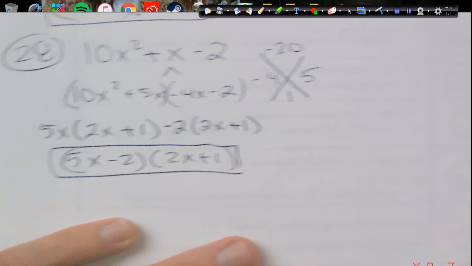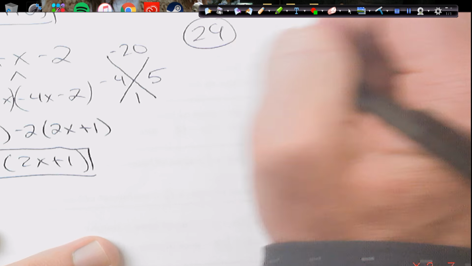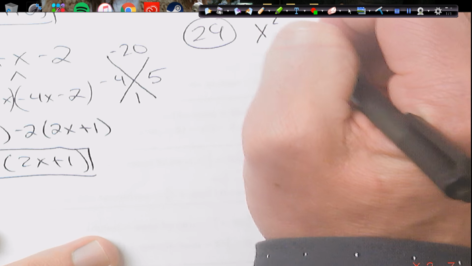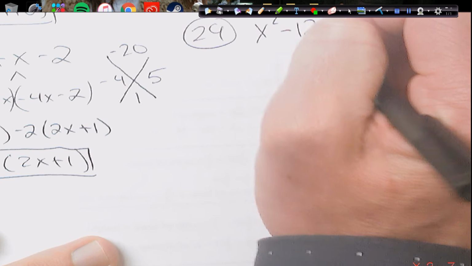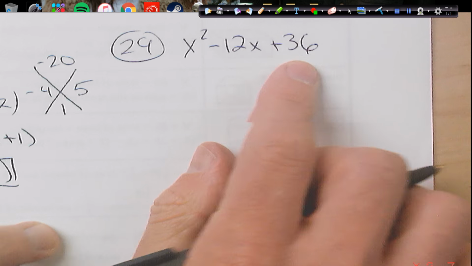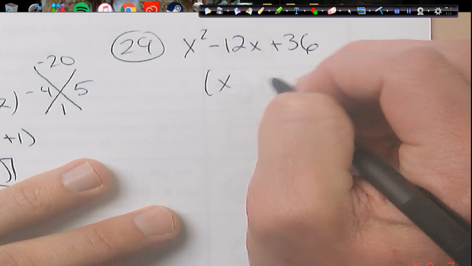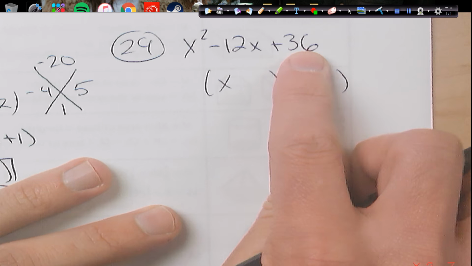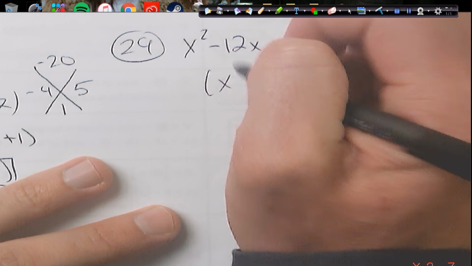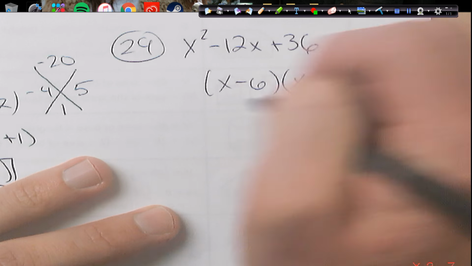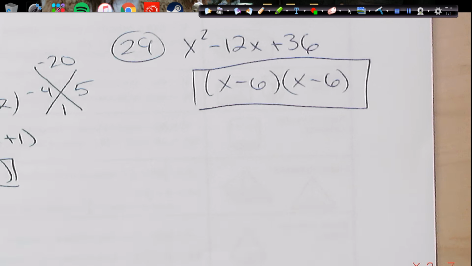All right, 29. 29 is a normal x factor. We can tell because the value in front is 1. So we just got to ask ourselves what two numbers multiply to give me 36 and add to give me a negative 12. And that would be a negative 6 and a negative 6. So do that one a little bit faster.